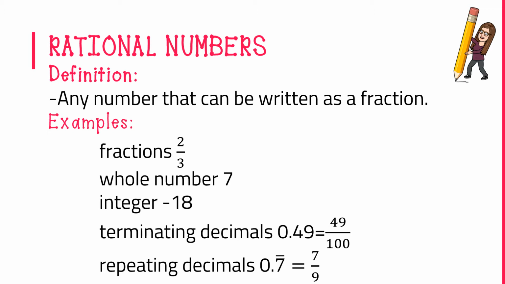Another example is any whole number like 7 or integers like -18. If it's a decimal that ends like 0.49, I could remember that. That's easy. Or a repeating decimal like 0.7 repeating. I could remember that. So rational means you can remember it.